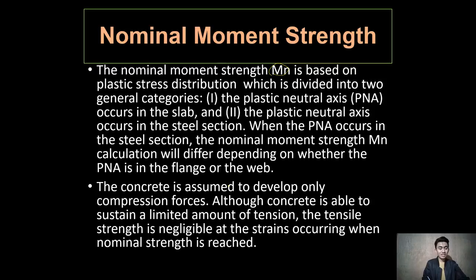So the tensile strength acting on the concrete of your composite beam is negligible, which means for the concrete part of your composite beam, we have your compressive force, and for the steel section of your composite beam, we have your tensile force acting on that specific part. The proper way of computing the nominal strength, or the equations utilized, will be discussed as we solve examples regarding this method.